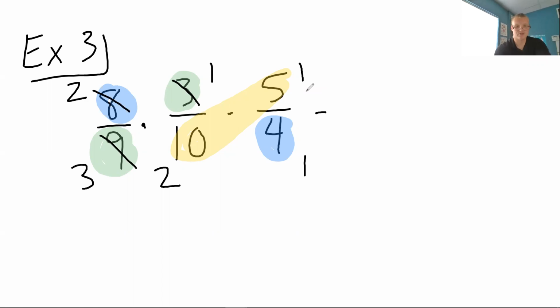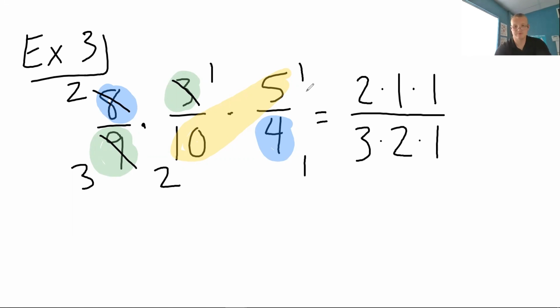Now I can multiply straight across. So take all the numbers that I just have as my reduced number. So I have 2 times 1 times 1. Those are all my numbers left in the numerator. And then in the denominator, I'm left with 3 times 2 times 1. Oh, there was one more thing I could do. Does anyone see one more reduction that Mr. Doomer missed?